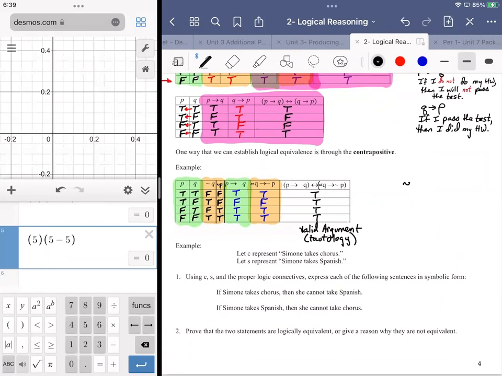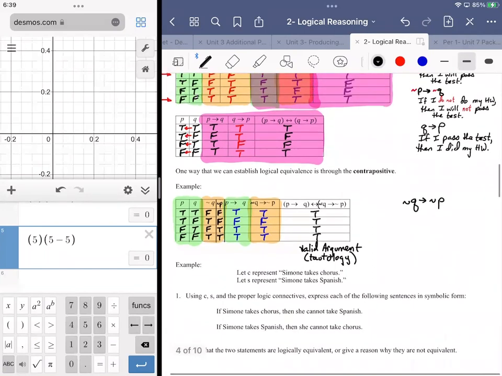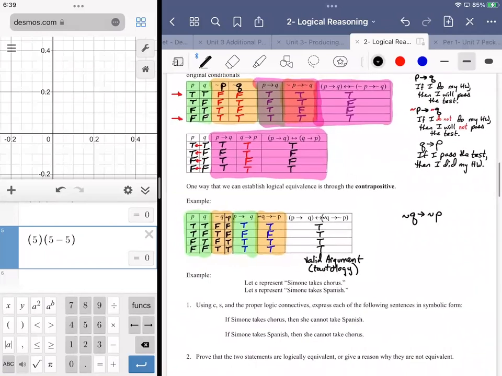So my sentence above was, if I do my homework, then I will pass the test. The contrapositive of that would be, if I do not pass the test, then I did not do the homework.